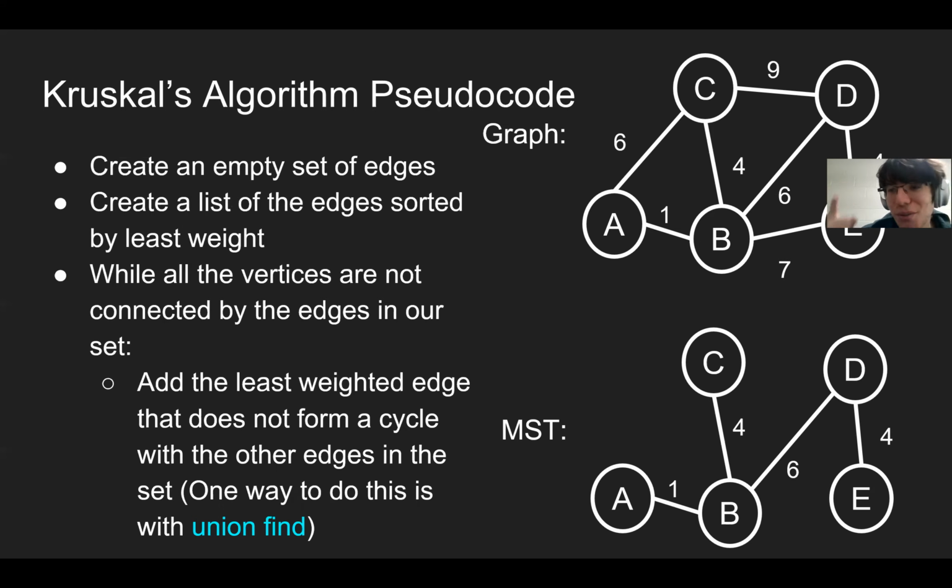And this is where union find comes into play. We use union find specifically for this problem. We add the least weighted edge that doesn't form a cycle, and union find is how we ensure there's not going to be a cycle. Say we have some vertices already chosen, something like this, and maybe we've chosen all of these edges. We don't worry about choosing vertices in Kruskal's, but maybe we've chosen all these edges.